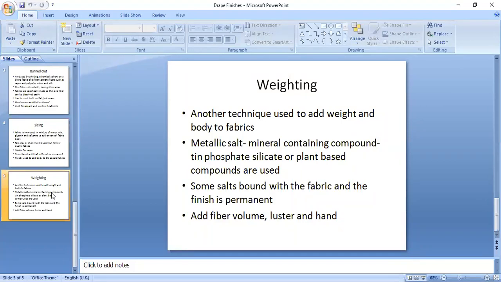So, this was all about the drape finishes. Now, if you have any questions, you may ask.